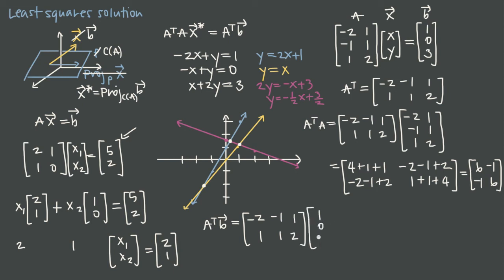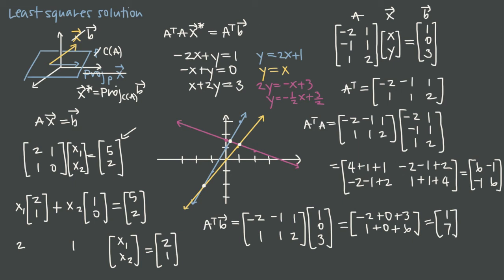So 1, 0, 3. The result there is going to be a 2 by 1 matrix. So we'll say the first row times the column is going to be -2 plus 0 plus 3. And the second row times the column will be 1 plus 0 plus 6. And so that's equal to -2 and 3 is a +1, and then 1 and 6 is 7. So that is A transpose B.